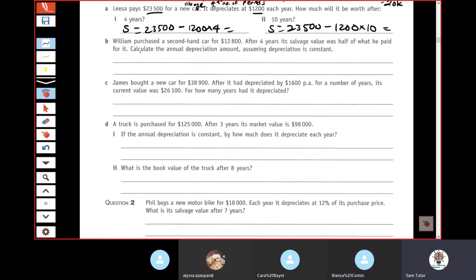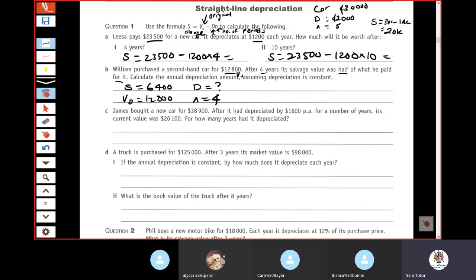Again, as always, just let me know if I'm going too fast. William purchased a second-hand car for $12,800. So purchased, that becomes V0. After 4 years, its salvage value was half of what he paid for it. Well, you already know what S is. S is going to be 6,400, half of that. So you're not going to be finding S. You know that straight away. You know that V0 is equal to 12,800. It says calculate the annual depreciation amount. So you don't have D, you have N, which equals 4, and plug it all into this formula and solve for D.